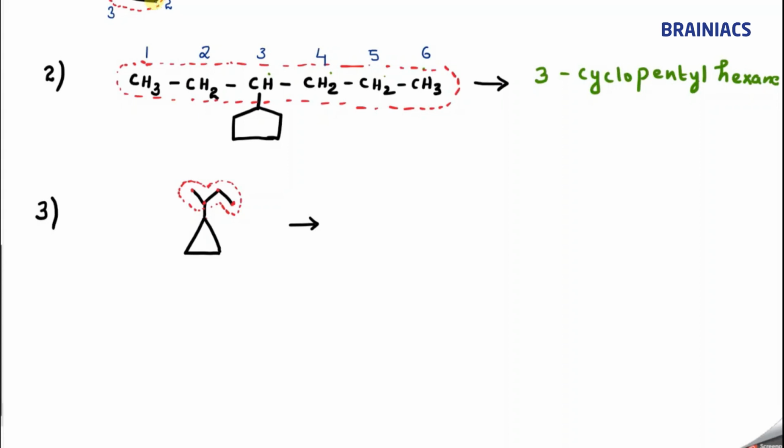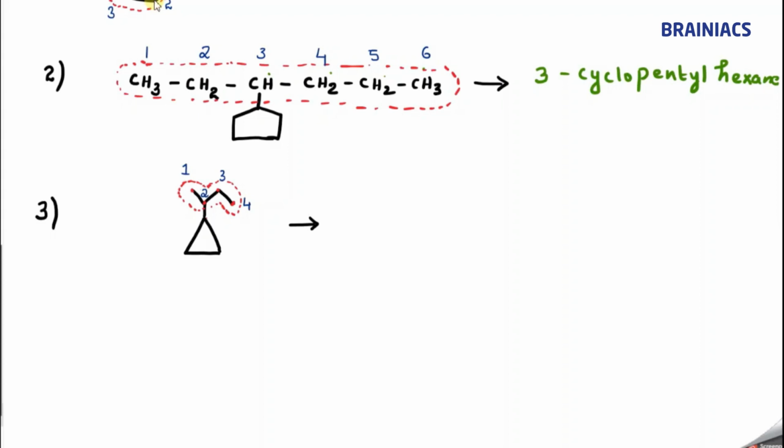I will use another color for numbering. Only a substituent is present, so I should give the lowest possible number to the substituent. So 1, then 2, 3, then comes 4. But if you do it from right to left, what number is coming? 1, 2, 3 will be coming. If I do it from left to right, what is the number? 2. So I will prefer the numbering from left to right. Understood? Now we will try to give the name of this compound.